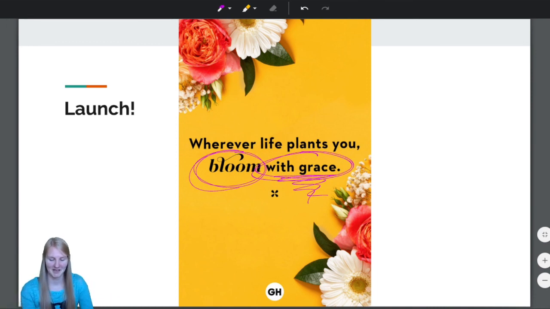And of course, bloom could look like being successful, whatever success means to you, and being happy in life. And that's what we want for everybody. So you can bloom, the choice is yours, but make sure that you're blooming with grace. So that is my launch for you today. Take it with you as you go throughout your day.